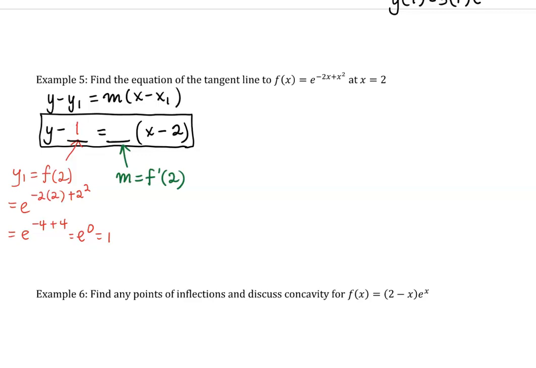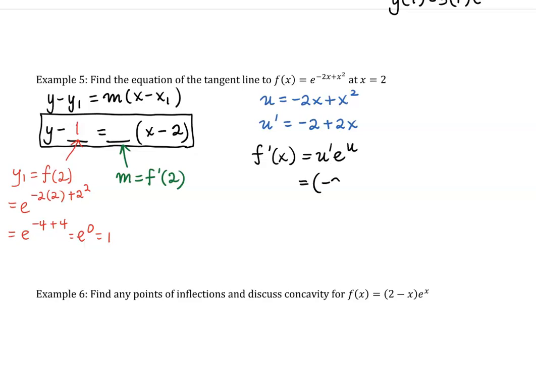So let's get started taking the derivative of this function. U is going to be everything that is in the exponent, negative 2x plus x squared. U prime is going to be negative 2 plus 2x. And so now that we know that, we can write our f prime of x using the rule u prime e to the u. So u prime, we have negative 2 plus 2x. All that's multiplied by e to the u, which is e to the negative 2x plus x squared.